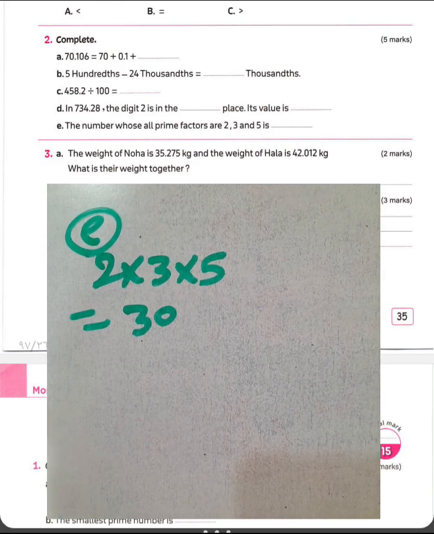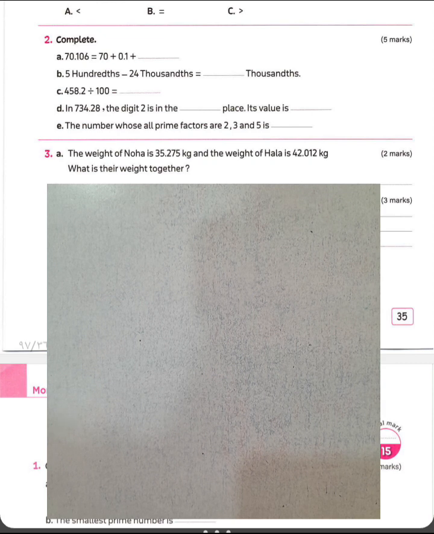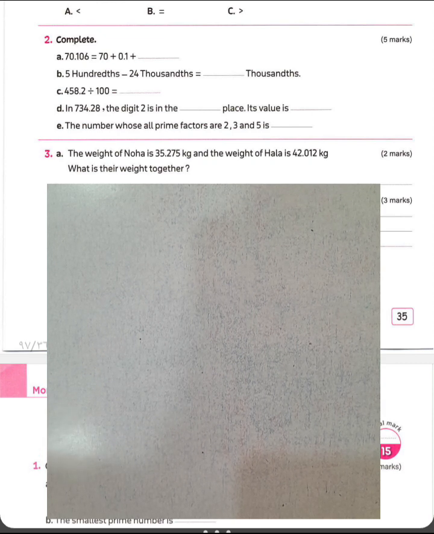Question number 3. The weight of Noah is 35 and 275 thousandths kilograms, and the weight of Hala is 42 and 12 thousandths kilograms. What is their weight together? Together means the sum of the two weights here.